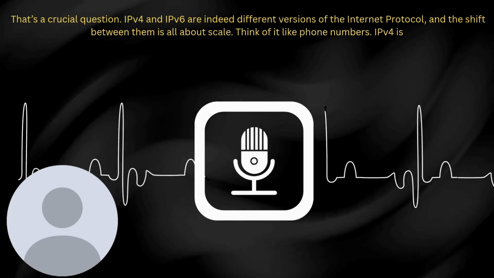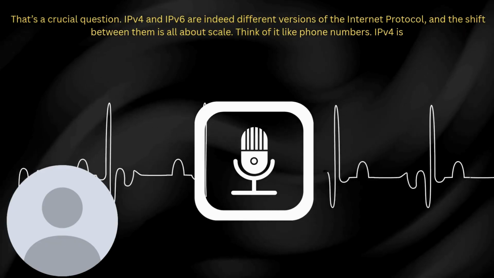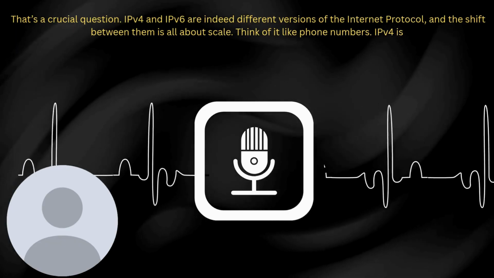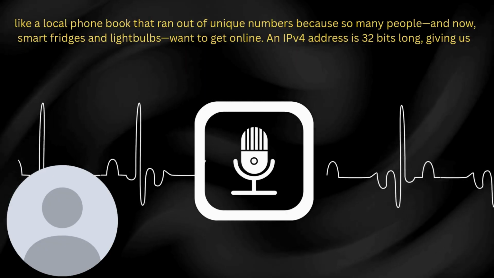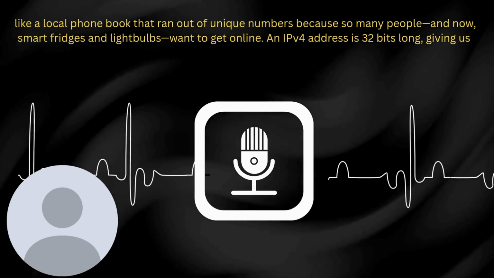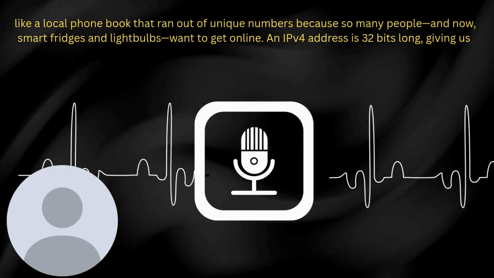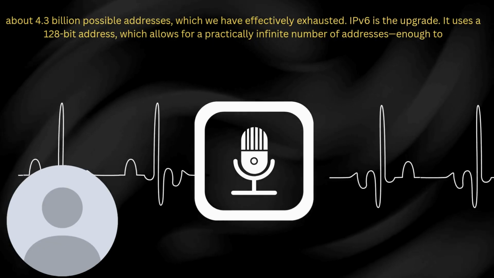That's a crucial question. IPv4 and IPv6 are indeed different versions of the Internet Protocol, and the shift between them is all about scale. Think of it like phone numbers. IPv4 is like a local phone book that ran out of unique numbers because so many people, and now smart fridges and light bulbs, want to get online. An IPv4 address is 32 bits long, giving us about 4.3 billion possible addresses, which we have effectively exhausted.